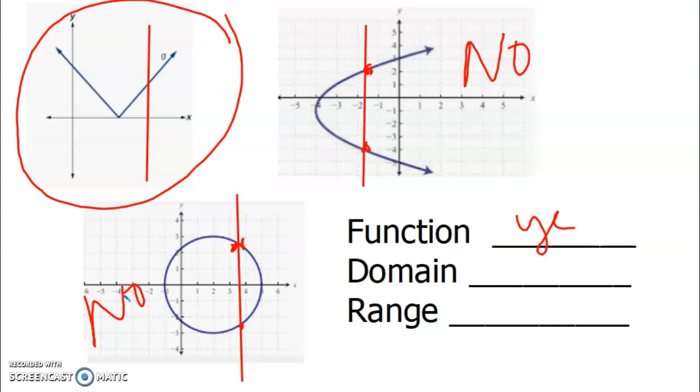Now, in all 3 of these graphs, we can still identify the domain and range, but these are not just points on a graph, these are continuous lines. So the domain and the range need to be written as an inequality or as a compound inequality.